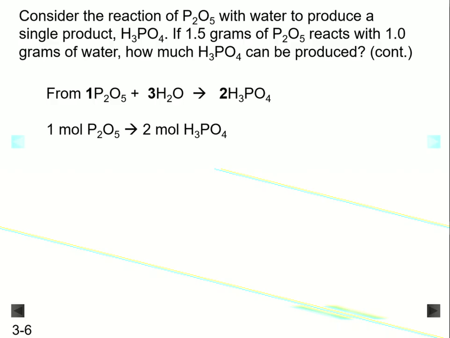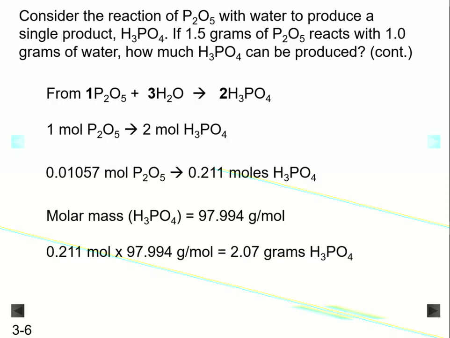From the reaction, 1 P2O5 produces 2 phosphoric acids. So 0.01057 moles of P2O5 will give us twice as many moles of phosphoric acid, that is 0.211. Now, once we know the moles of phosphoric acid, we can easily convert that into a mass because we had calculated our molar mass of sulfuric acid earlier. We multiply this out and we get 2.07 grams of H3PO4.